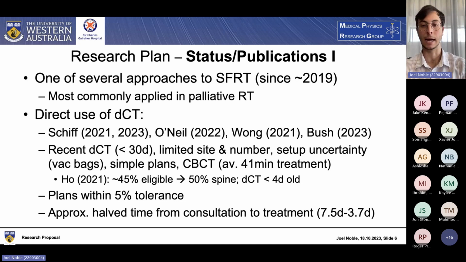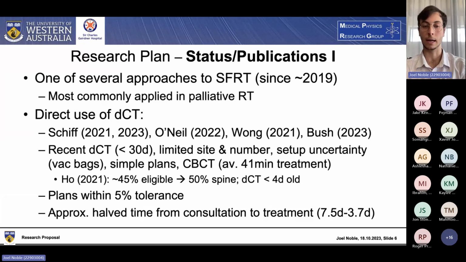Additionally, the studies had quite extreme ways of dealing with the setup uncertainty. So some excluded any DCTs which had immobilization devices, while others went to the effort of creating vac bags to completely recreate the diagnostic position, which wouldn't necessarily be expediting the workflow if it's introducing new elements.